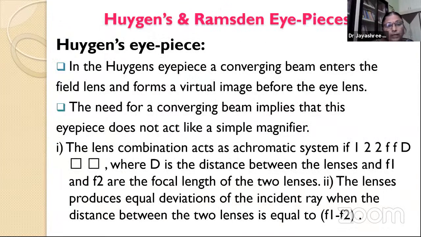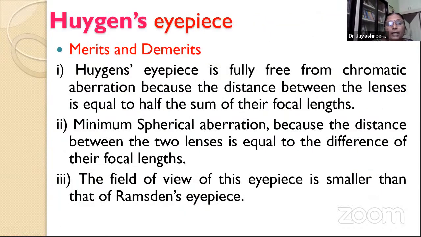Now there is a fantastic idea behind these eyepieces: one is the Huygens eyepiece and the second one is the Ramsden eyepiece. Now a converging beam enters the field lens and forms a virtual image before the eye lens. What is the basic idea behind this eyepiece? We can see with the help of its merits and demerits.